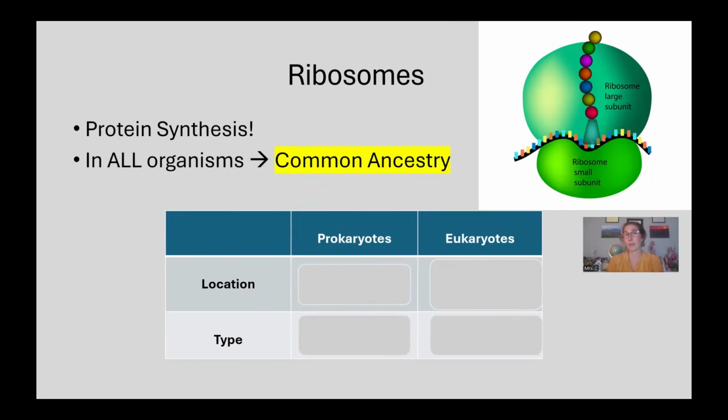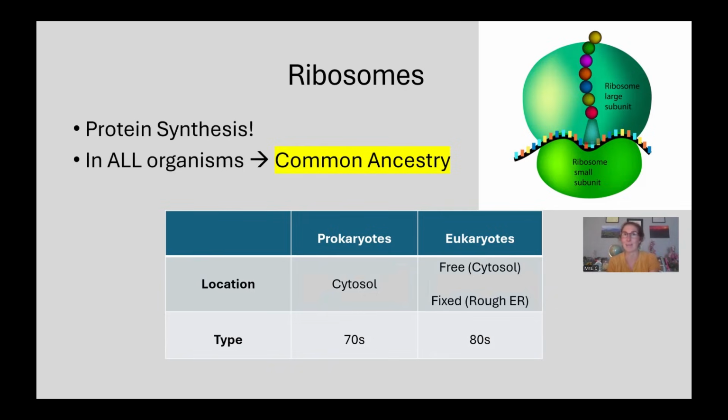Ribosomes will differ in location and type, depending on if prokaryote or eukaryote. I created this chart. So prokaryotes, they're just going to flow freely in the cytosol. Eukaryotes, they'll flow freely in the cytosol, but they'll also be on the rough ER, so fixed on the rough ER. Types: prokaryotes are going to be a little bit smaller, 70S, and then eukaryotes are going to be 80S. In general, they're going to be for protein synthesis.